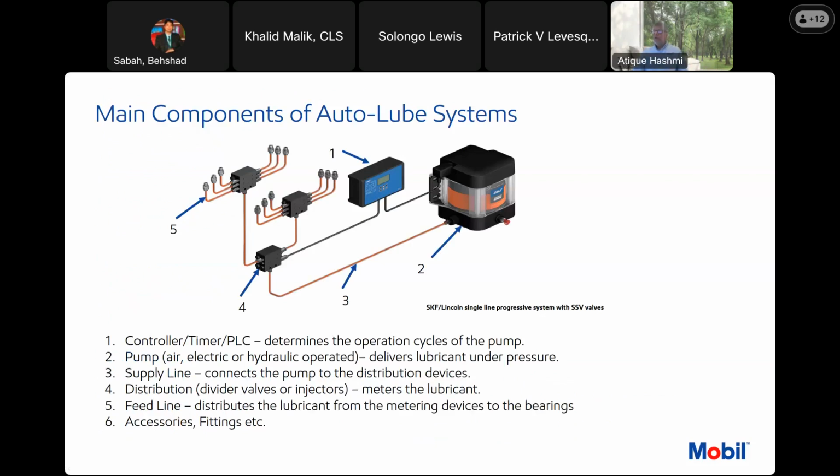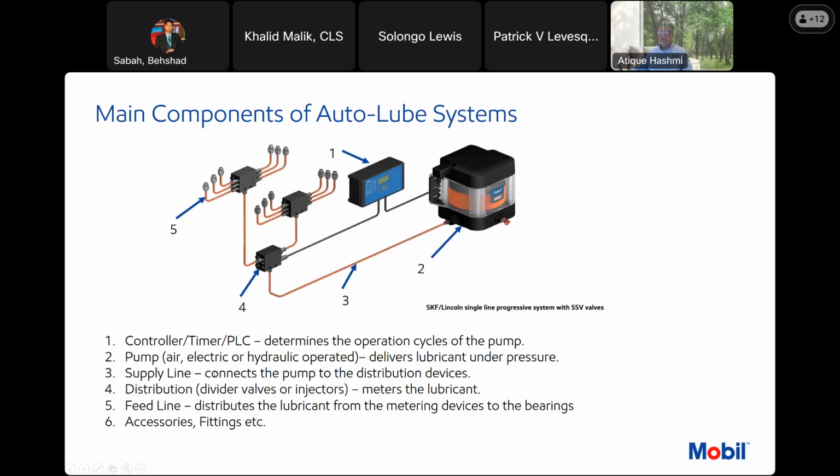Main components of auto lube system, and just keep in mind, accessories are so many, but I have included the main components of auto lube system. Starting with the controller. This one is the controller. As I said previously, it could be timer, it could be PLC. It determines the operation cycle of the pump. It will turn pump on and off, and it has to be programmed. Even if it is a standalone controller or built-in timer, it has to be programmed so it can run pump on cycles. Then the pump itself, it could be air, electric, hydraulic. It delivers lubricant under pressure.